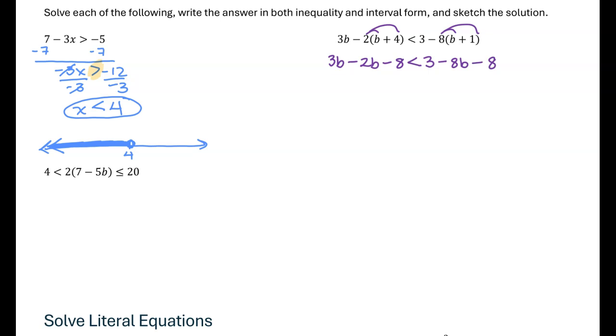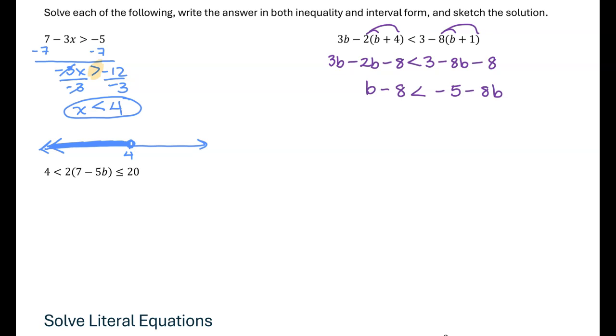I'm going to do one more cleanup step. So on the left-hand side, 3b minus 2b is just 1b. So I have b minus 8. On the right-hand side, I can combine the 3 and the 8. 3 minus 8 is negative 5 minus 8b. And then from here, I get to decide which side to move things to.